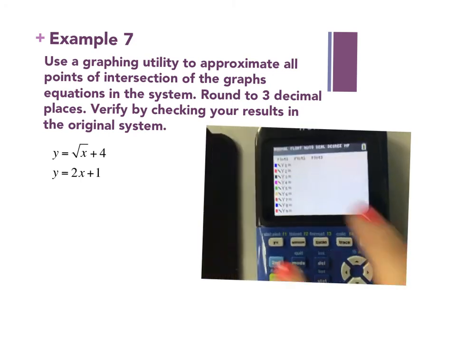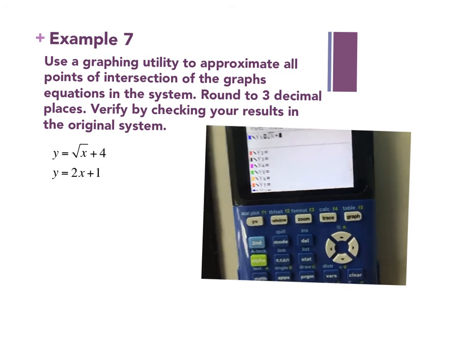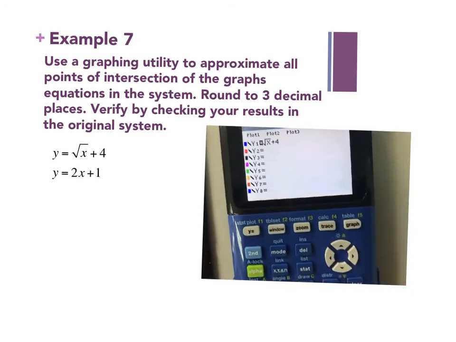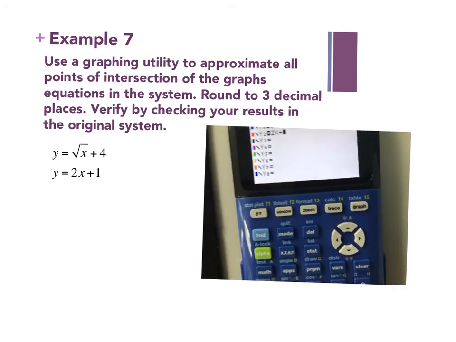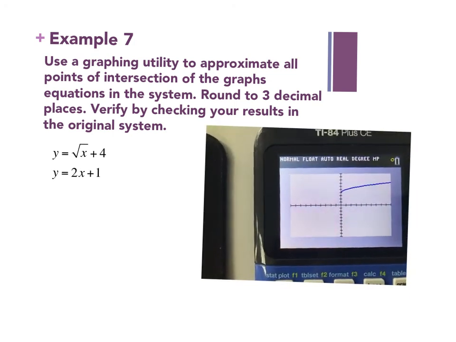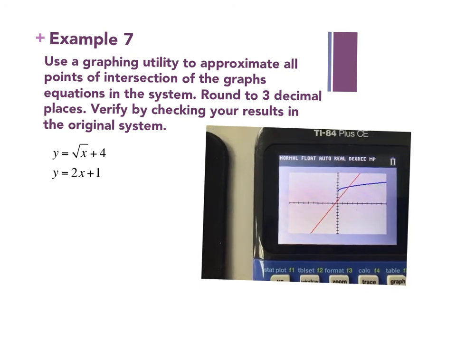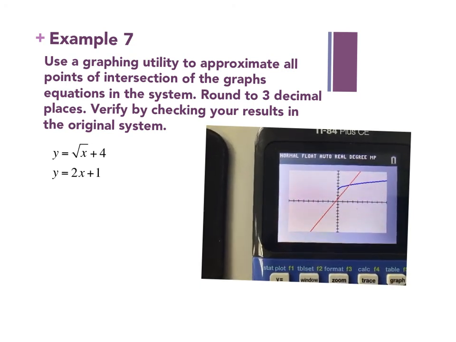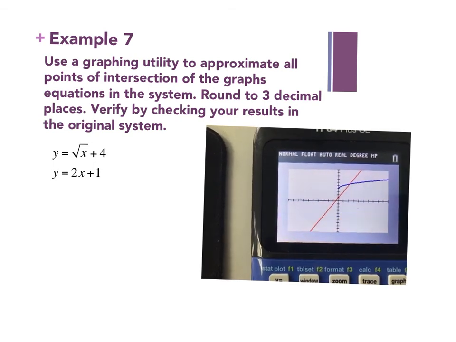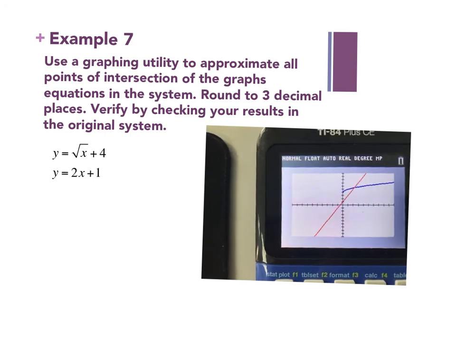Okay, so I'm going to type it in, square root of x, come outside that square root, plus 4, and then 2x plus 1. And then I hit graph. This one does the colors, not all of them do, but this one does, so that I know that the first one I typed in was the blue one. If I go back to the y equals, they're blue, and then the second one is red. So again, there's my graph.